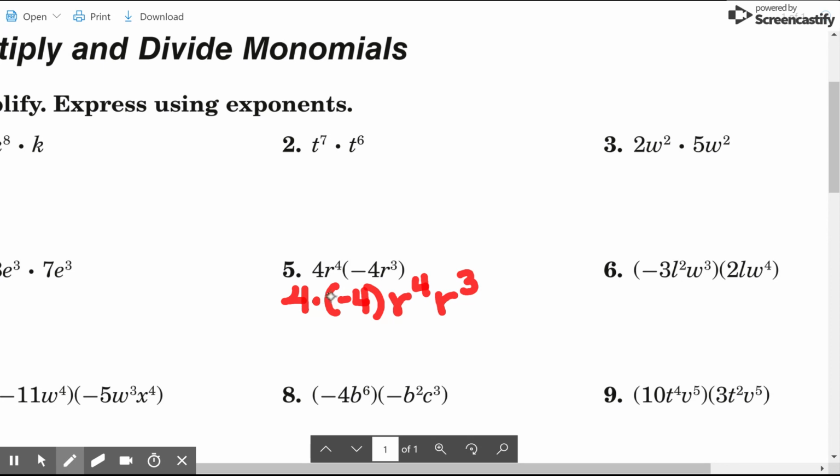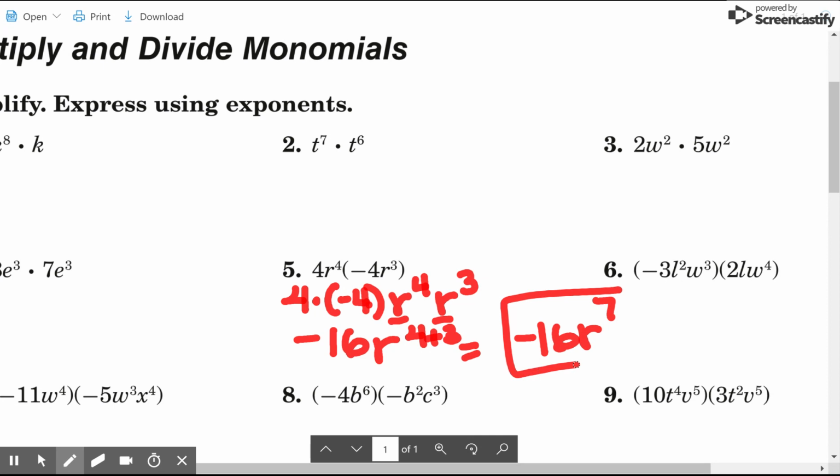Now I've got a 4 times a negative 4, which would be a negative 16. Then I have an r that's the same base. So I'm multiplying, I'm going to add their exponents, 4 plus 3, which would be 7. So negative 16 r to the 7th power.